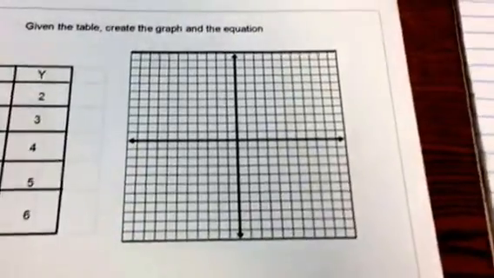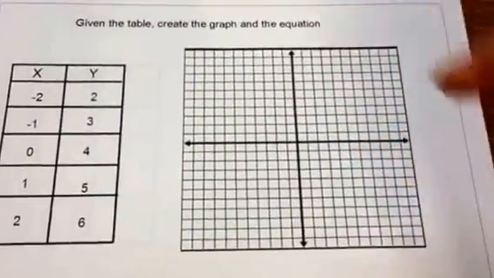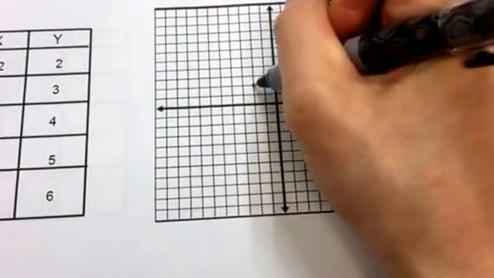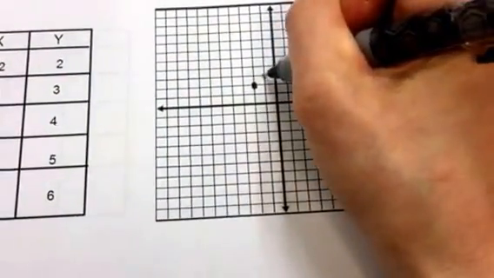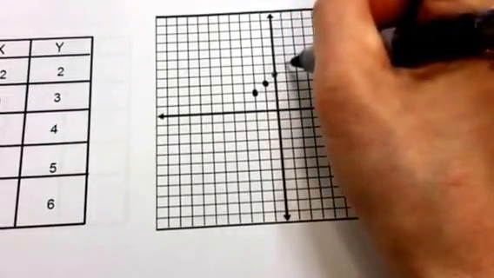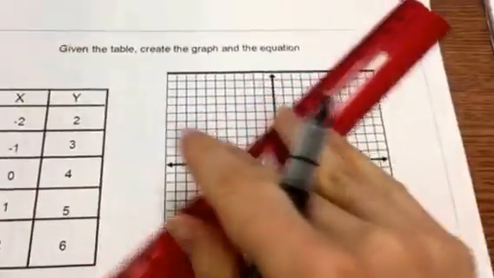Okay, so this is kind of where we started out before, where I was given the table, and then from there I'm going to create the graph and the equation. So I know that I have the point -2, 2. I have the point -1, 3. I have the point 0, 4, 1, 5, and 2, 6. So I'm going to create my graph.